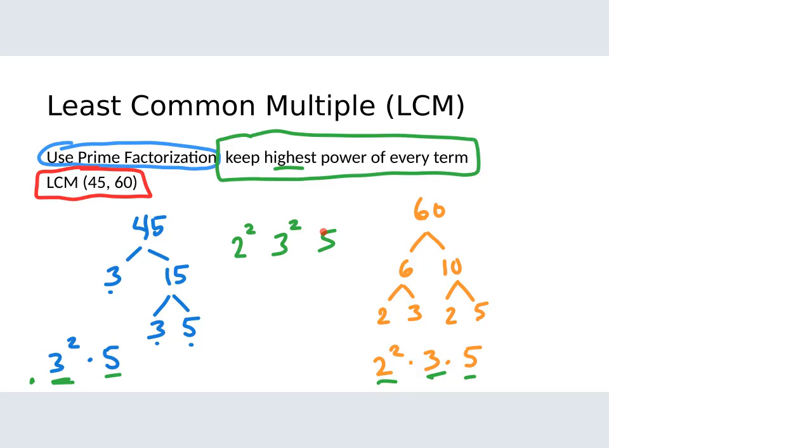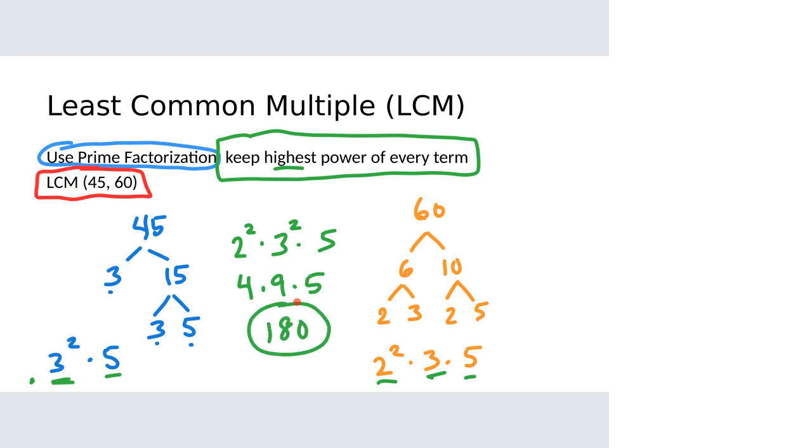So we're not looking for the overlap here. In some ways, we're doing union instead of intersection. I'm keeping the highest power of everything I see. And now I'll multiply those together. And let's see, that's 4 times 9 times 5. Let's see, 4 times 9 times 5 is 180.